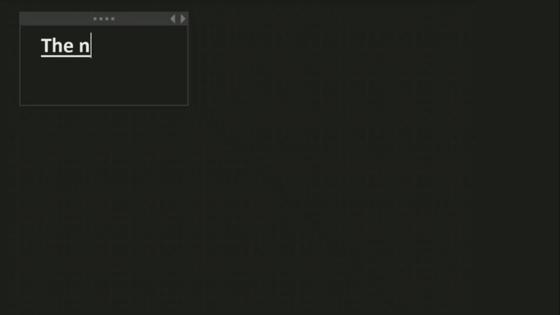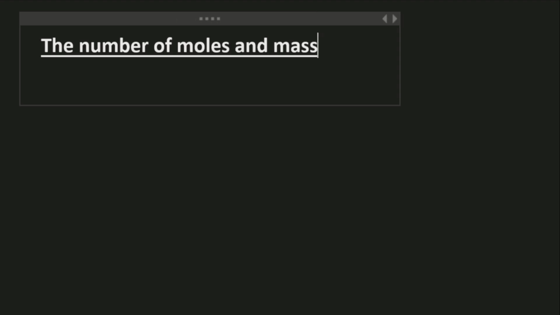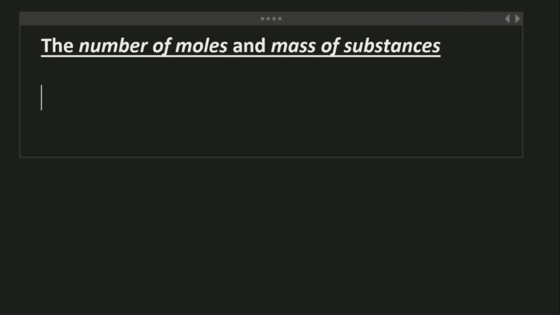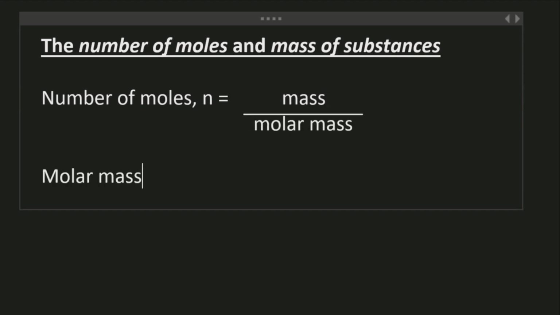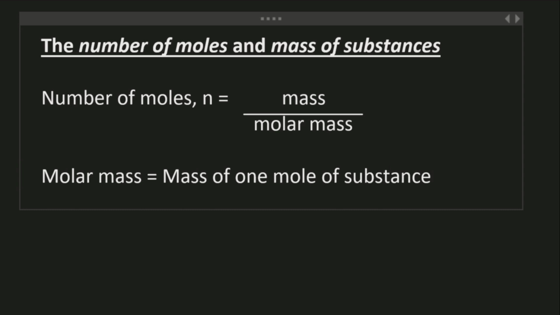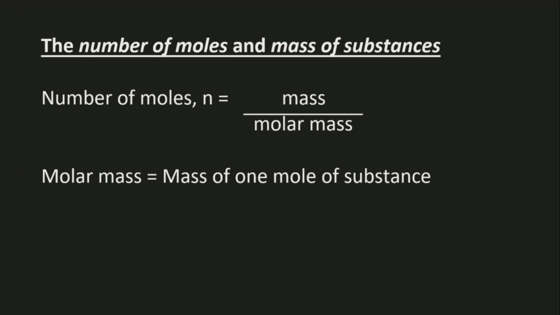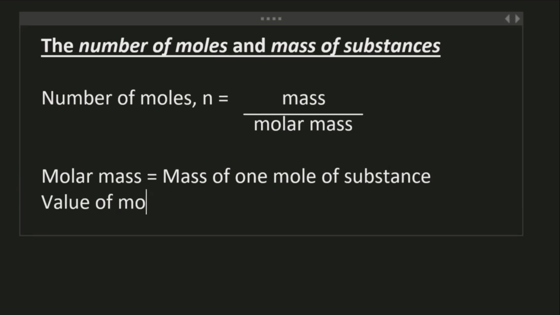Next, let's look at the number of moles and mass of substances. Number of moles is related to the mass using the formula: number of moles equals mass divided by molar mass. But what is the molar mass? The molar mass is the mass of 1 mole of substance. Hence, it's called the molar mass. The value of the molar mass is equal to the value of the relative mass of the substance.